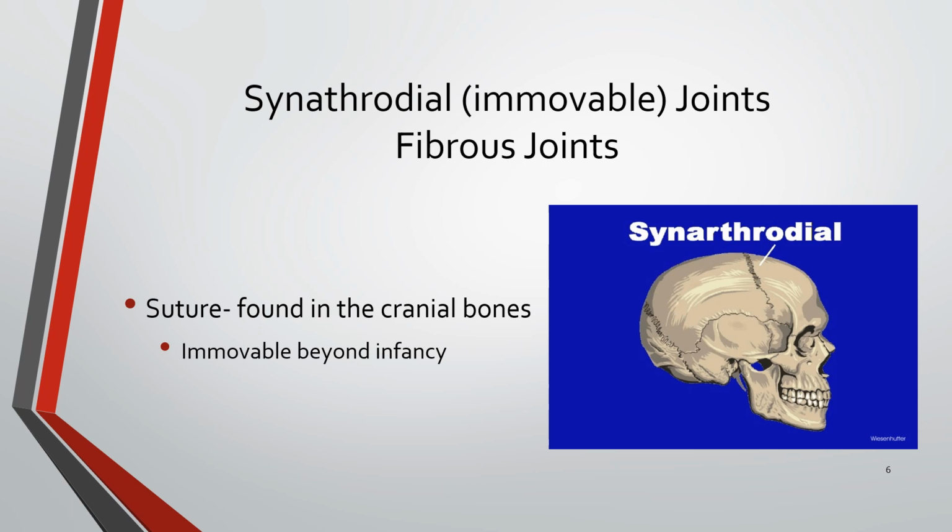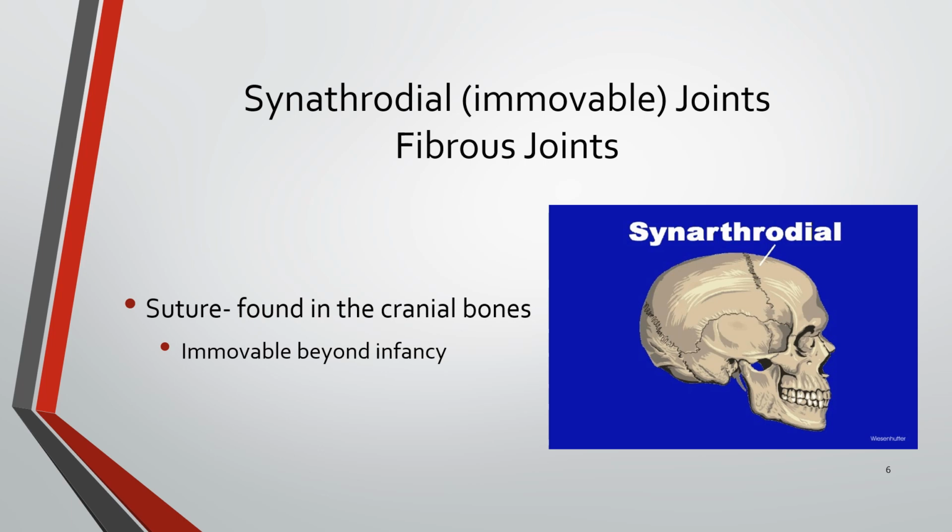Okay, so let's start with our synarthroidal joints. Again, these are immovable in nature. They're fibrous joints, and there are a couple of instances where we have these. A suture actually means the word seam. Sutures can be found in our cranial bones, and they are immovable joints beyond infancy.